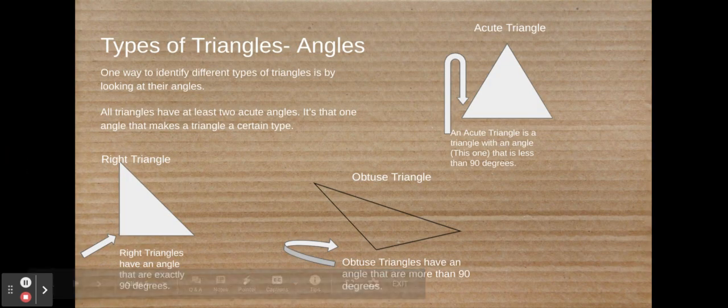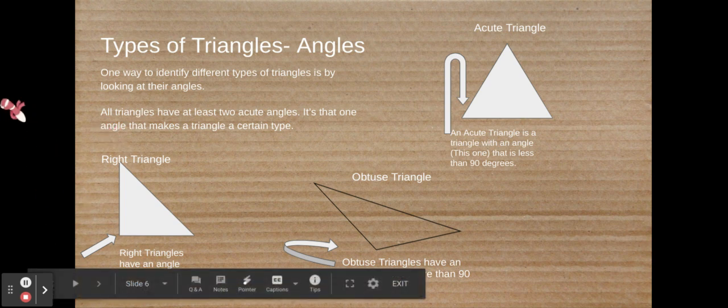Types of triangles. Angles. One way to identify different types of triangles is by looking at their angles. All triangles have at least two acute angles. It is that one different angle that makes a triangle a certain type. An acute triangle is a triangle with an angle, this one shown by the arrow, that is less than 90 degrees. So see this part of the line, which is pointed by the arrow, those two lines, that is an acute angle. So it's an acute triangle.